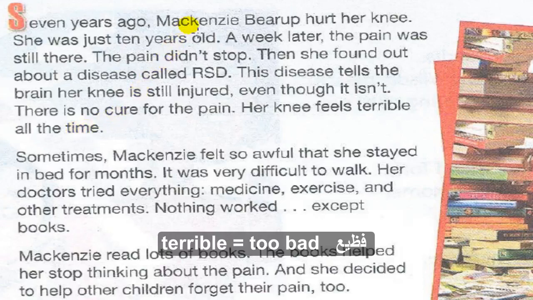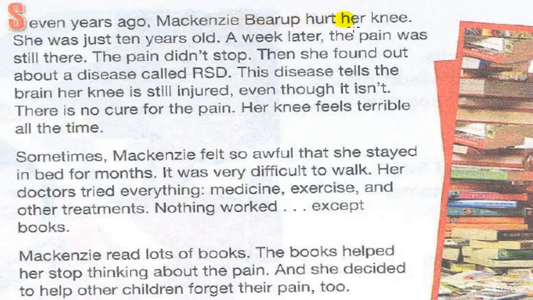So here, Mackenzie had a very big problem with her knee, and she was only 10 years old. Although she had medical treatment, her knee was still hurt. What was the problem? She discovered the disease. It's called RSD disease. This disease tells the brain that her knee is still injured, even though it isn't. This is a very big problem. It's a very rare disease. There's no cure for the pain. Her knee feels terrible all the time.